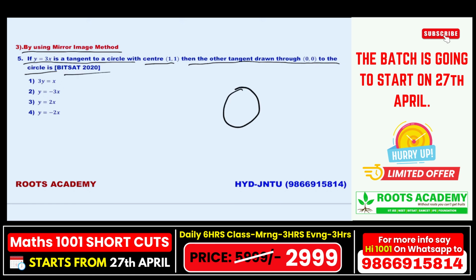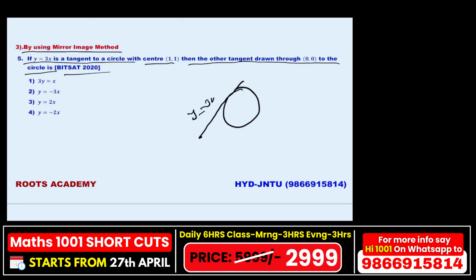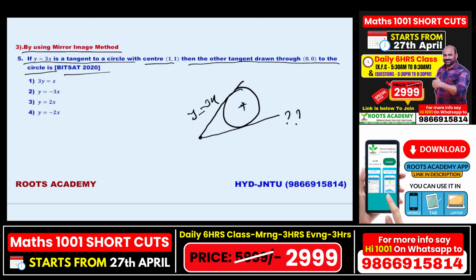The circle is given and here is one tangent they gave, y equal to 3x, and another tangent they are asking for. Clear? And this line is passing through 1, 1 and 0, 0. Do you know what the mirror is here? The line y equal to x is the mirror.